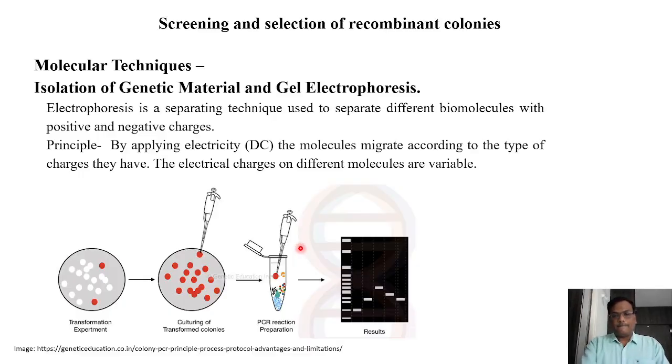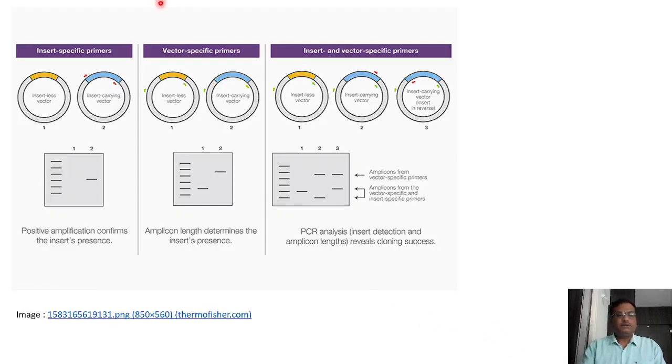Now for this gel electrophoresis technique, we are going to use dyes, or we are going to observe it under UV, and we use primers for that. So first we have a primer which indicates the presence of the vector. So it is similar to the antibiotic resistance gene technique. Antibiotic resistance technique confirms whether the vector is present or not. The same thing here. The only thing is we are using a molecular technique here.